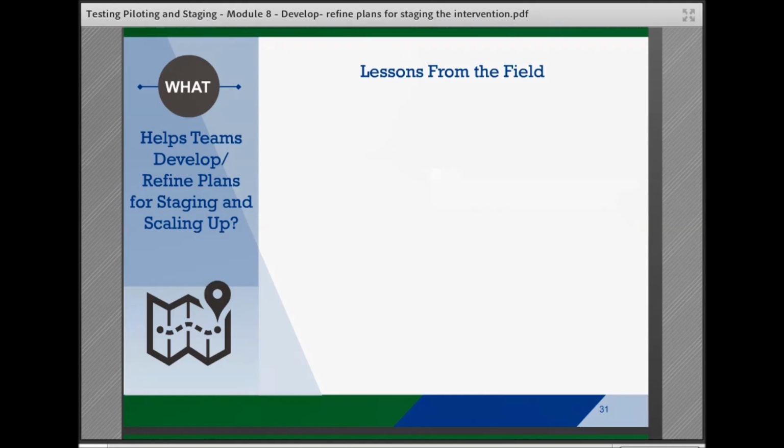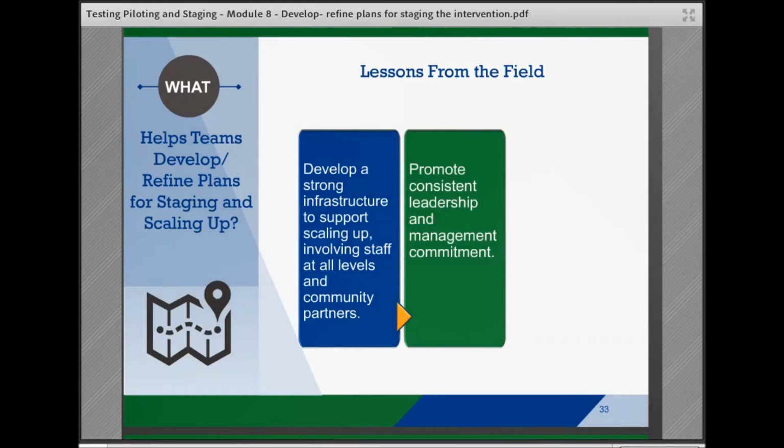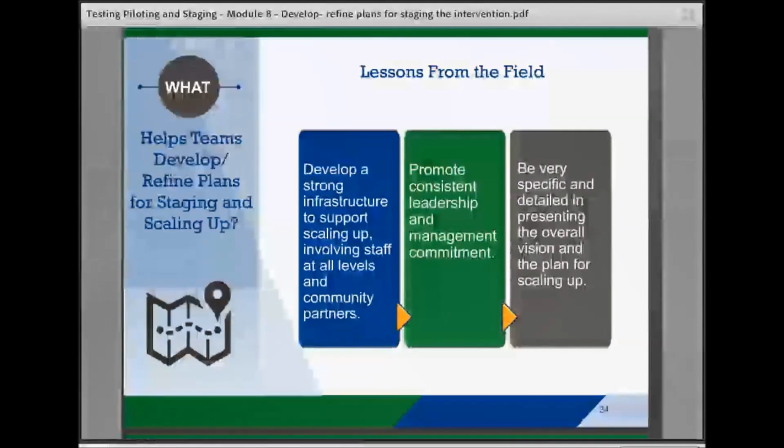Let's review some lessons learned from the field with staged implementation of an intervention in child welfare Title IV waiver demonstration sites. Develop a strong infrastructure to support scaling up, involving staff at all levels and community partners. Promote consistent leadership and management commitment. Be very specific and detailed in presenting the overall vision and the plan for scaling up.